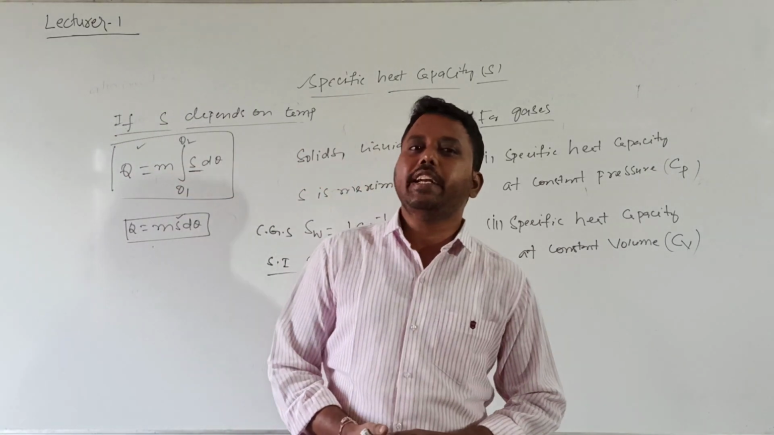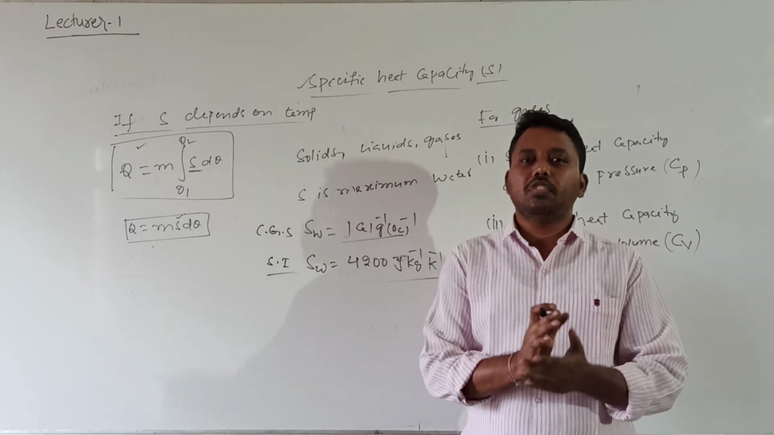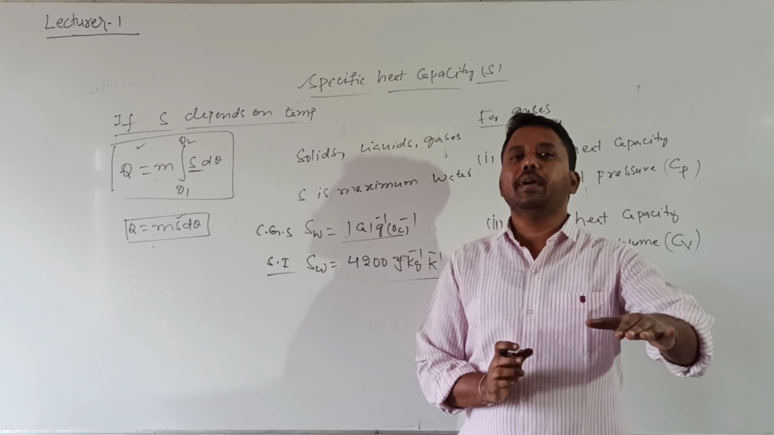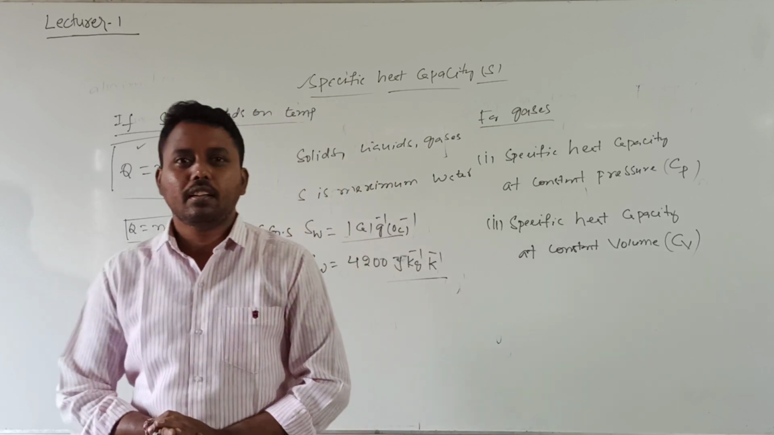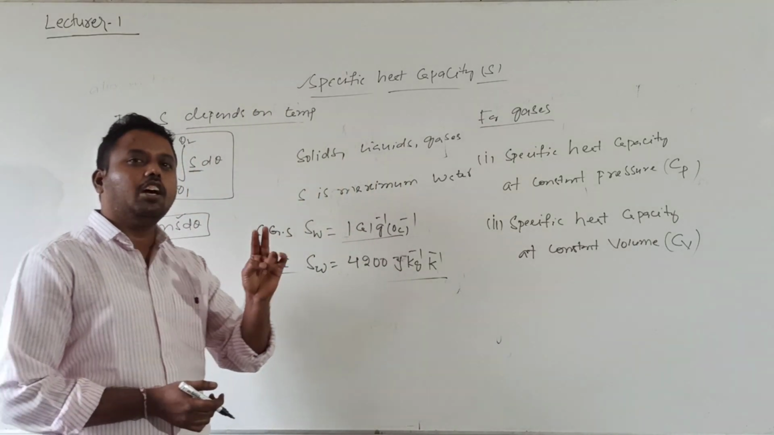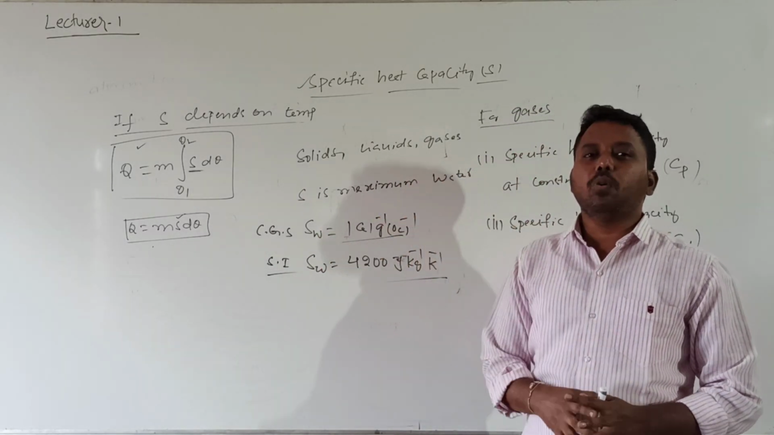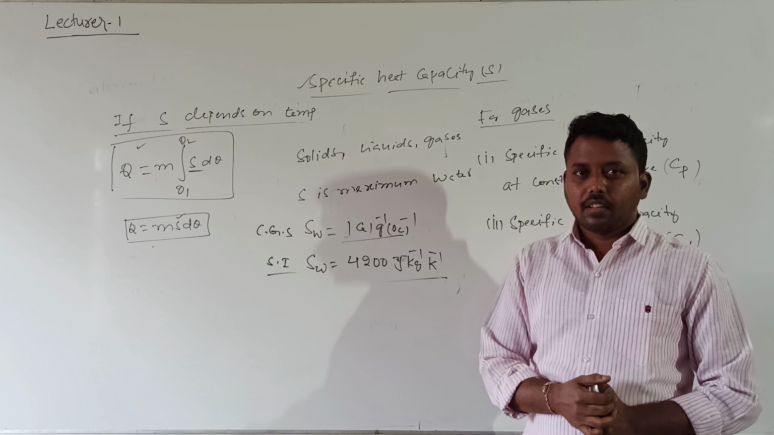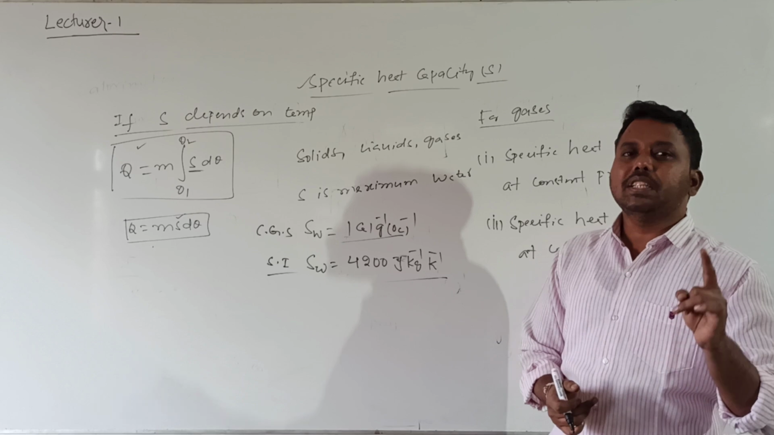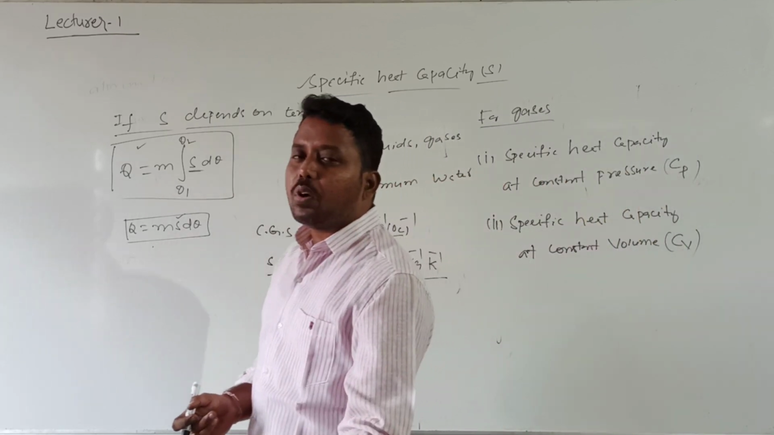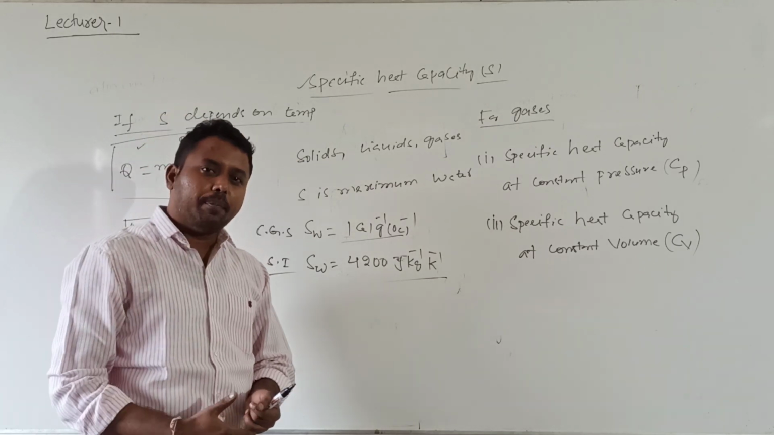What happens when specific heat is more? When specific heat is more, that substance is a bad conductor of heat, meaning it cannot be heated fast and it cannot be cooled fast. It cannot be heated fast because more specific heat means more heat is required to raise the temperature, and you cannot cool the substance too fast because more heat should be liberated to lower the temperature.